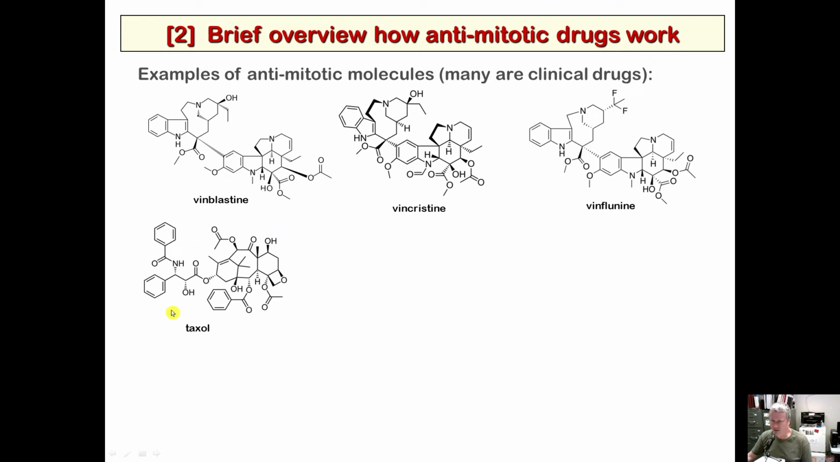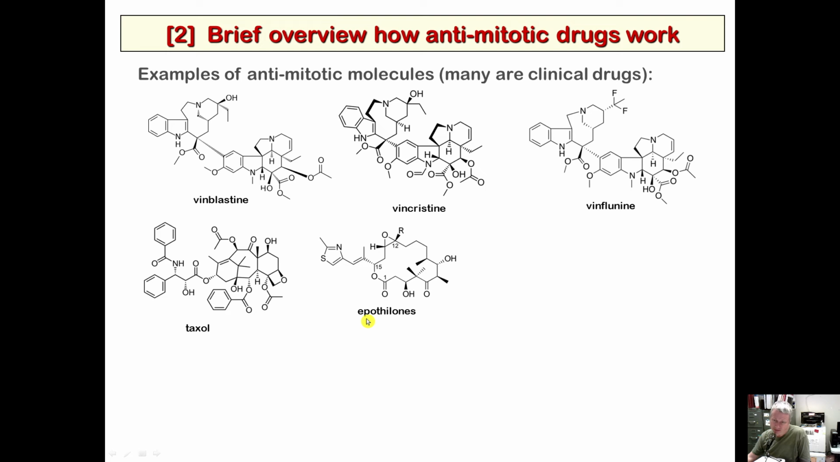Taxol is a very famous one that also binds to microtubules, and it's used as a clinical anti-cancer drug. My postdoc advisor when I was at UCSF, Kiplin Guy, was the first one to actually synthesize this with K.C. Nicolaou. K.C. Nicolaou is a world-famous organic synthetic chemist at Scripps Institute. So that was my old postdoc advisor's big accomplishment. Synthetically, that's a very challenging molecule to make.